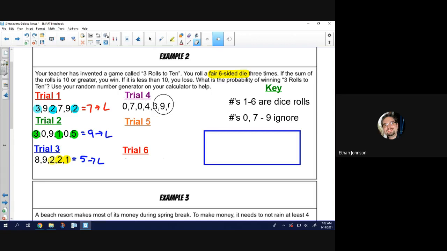So, trial 4 for me, it took a bit until I could actually get the successful numbers. I got a 4, a 3, and a 6, which gave me a total of 13, which was my first win.